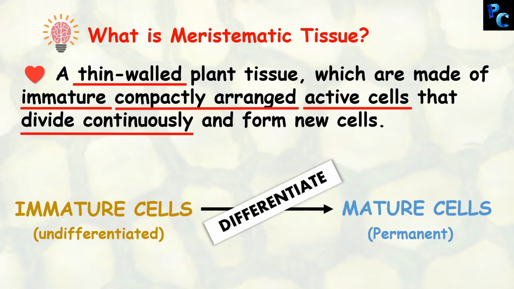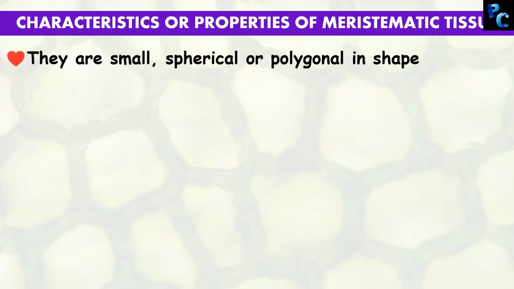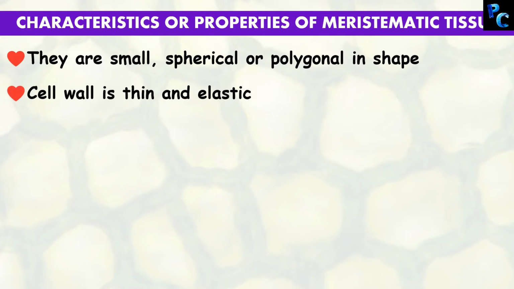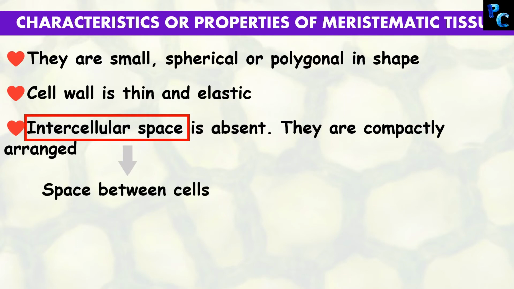So students, now can you tell me the characteristics or properties of meristematic tissue? Let's see. First, shape and size. They are small, spherical or polygonal in shape. Cell wall is thin and elastic. Intercellular space is absent. They are compactly arranged. Now you will ask me, ma'am, what is this intercellular space? It means space between the cells.